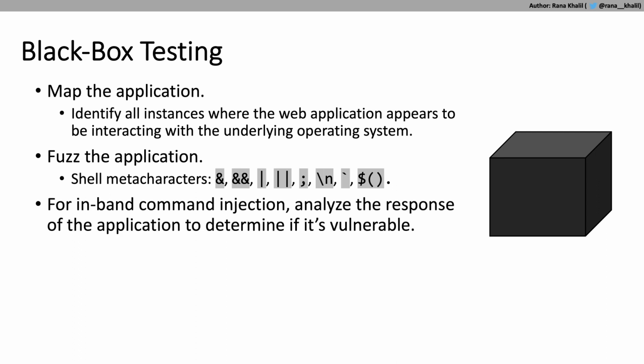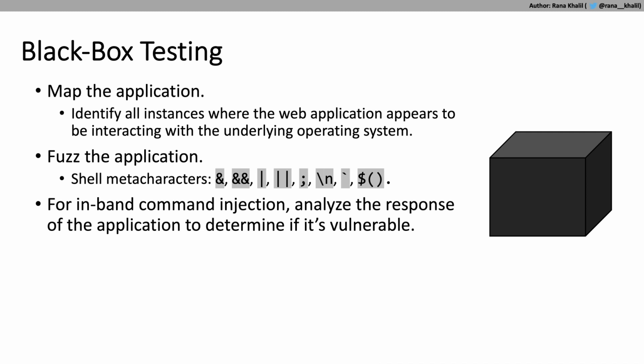Okay, so once you fuzz the application, you will come across one of two scenarios. If it's an in-band command injection, what you need to do is analyze the response of the application to determine if it's vulnerable. With in-band command injection, the response of the command is outputted to you in the application, so you're able to analyze it to see if the application is vulnerable. In the example we saw in the past couple of slides, we saw the output of the cat command in the application, and so we know right away that it's vulnerable to command injection.